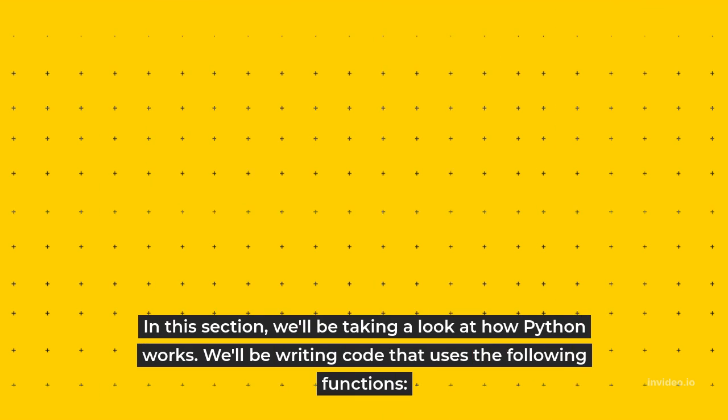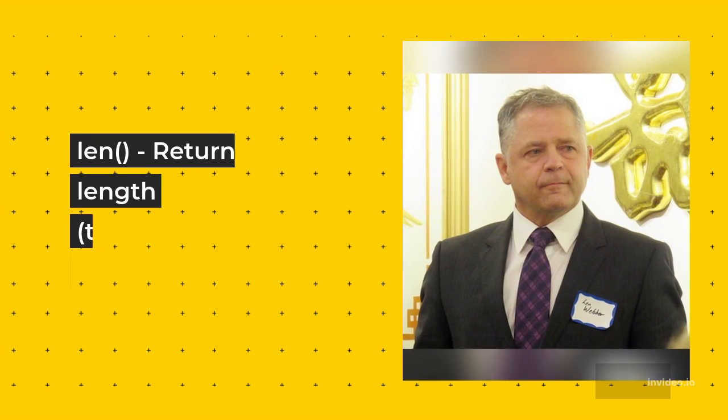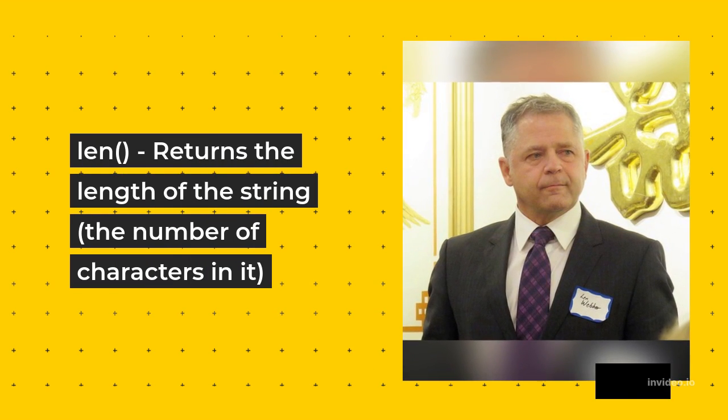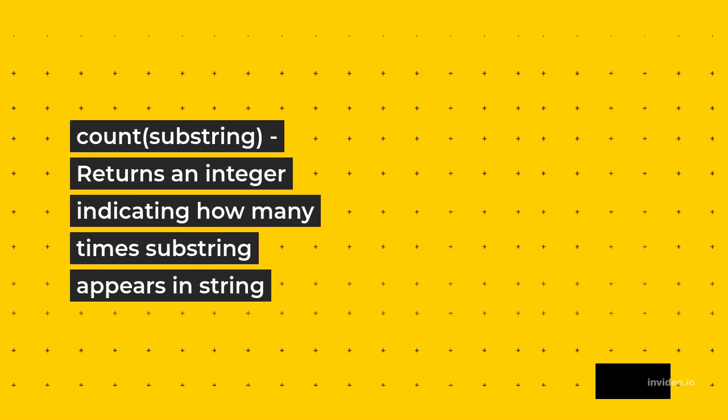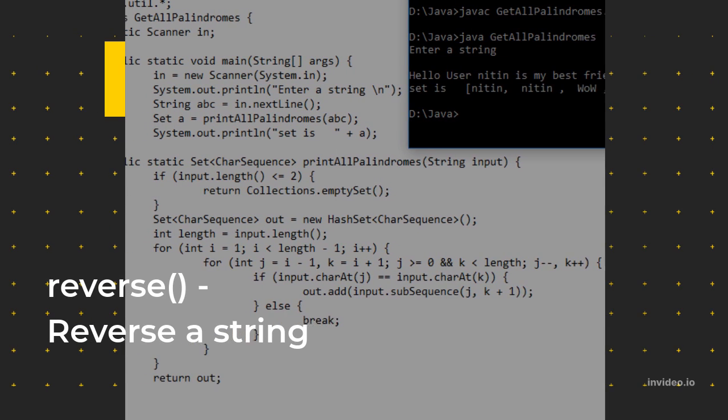Just a test. In this section, we'll be taking a look at how Python works. We'll be writing code that uses the following functions. Len returns the length of the string, the number of characters in it. Count substring returns an integer indicating how many times substring appears in string. Reverse a string.